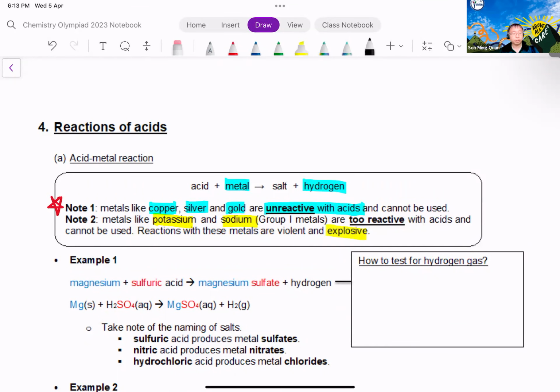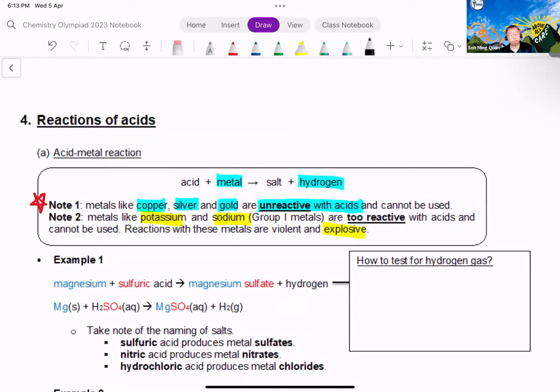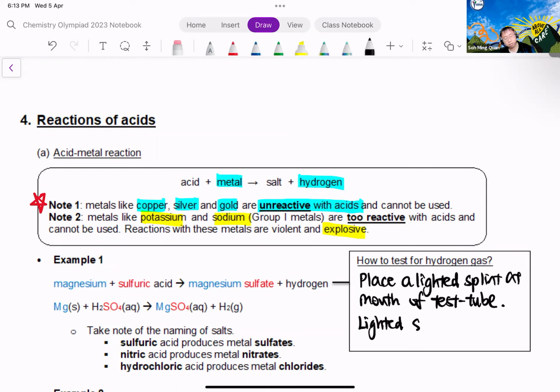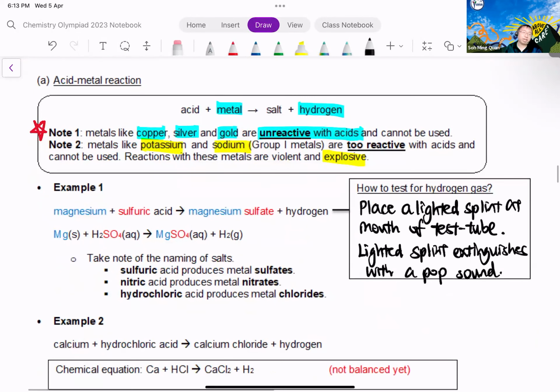All right. So let's recall how to test for hydrogen. For hydrogen, we place a lighted splint at the mouth of the test tube. And if hydrogen gas is present, the lighted splint will extinguish with a pop sound. Okay, so this is what you have covered in lower sec science as well as in sec 3. But today our main job is to learn how to balance a chemical equation.